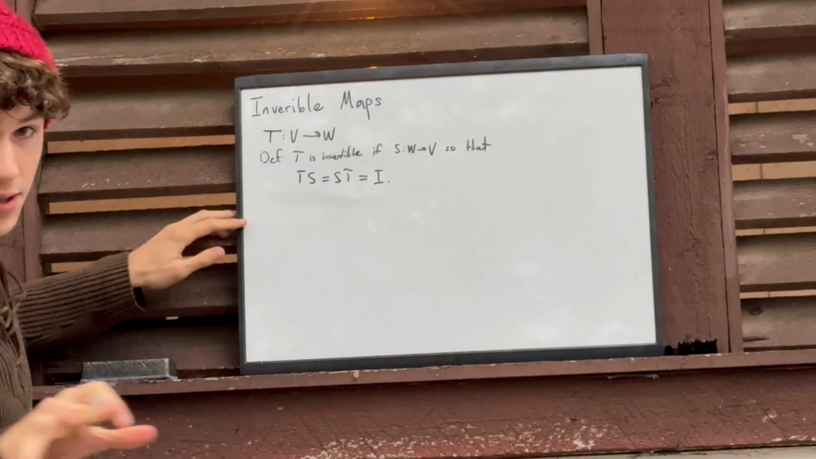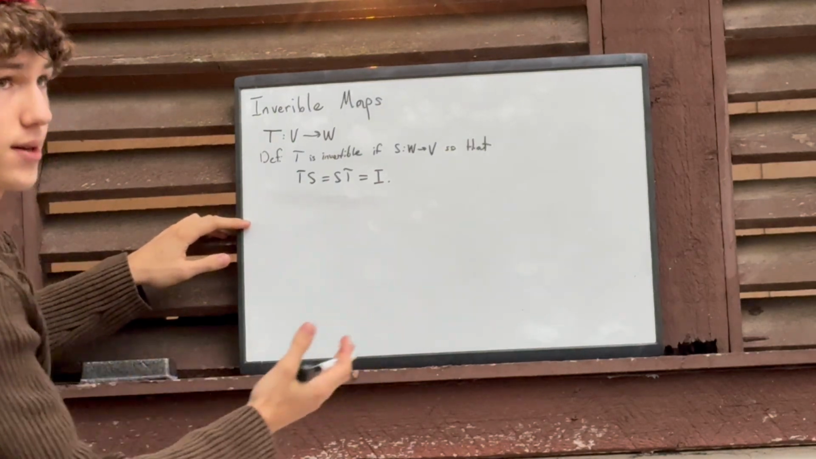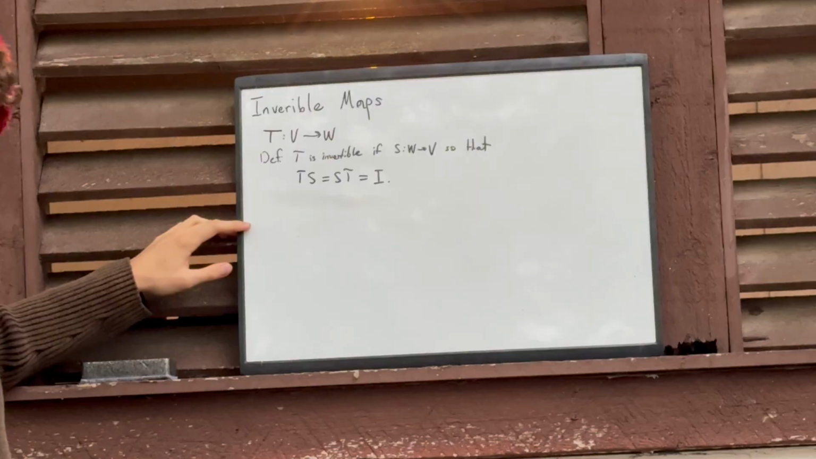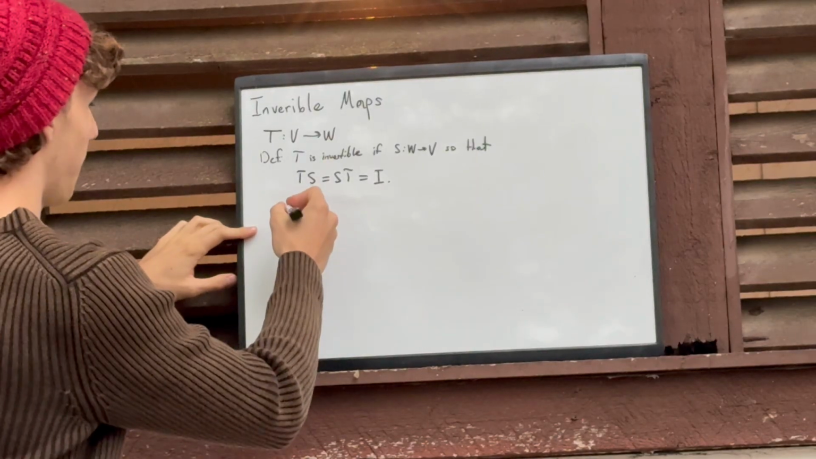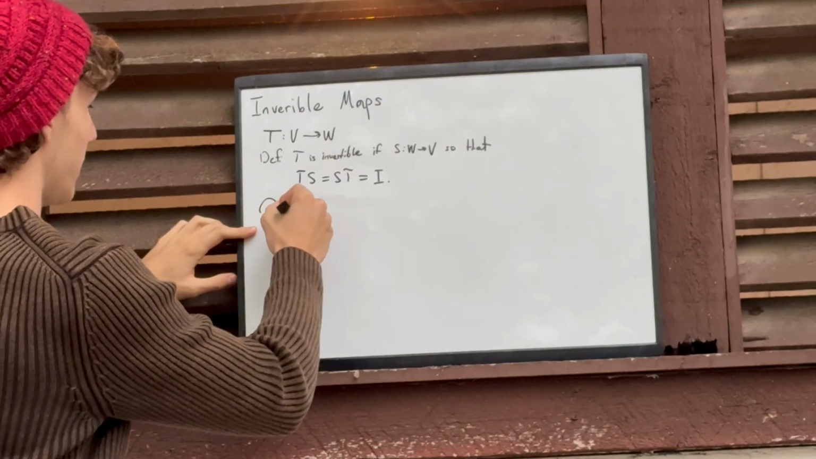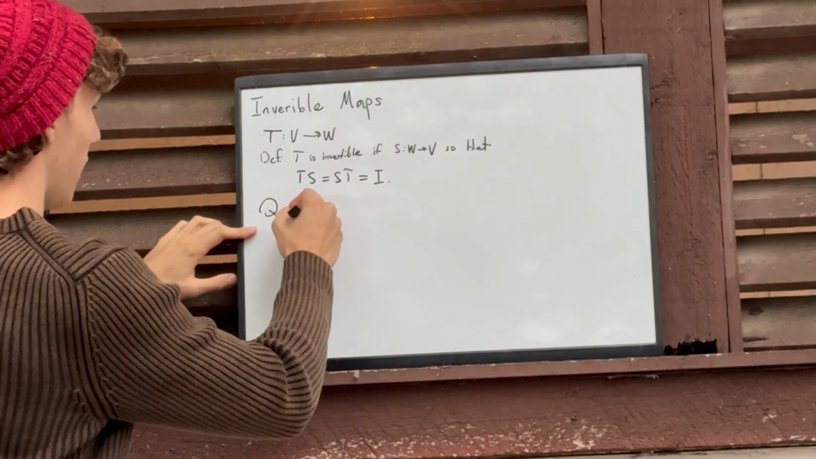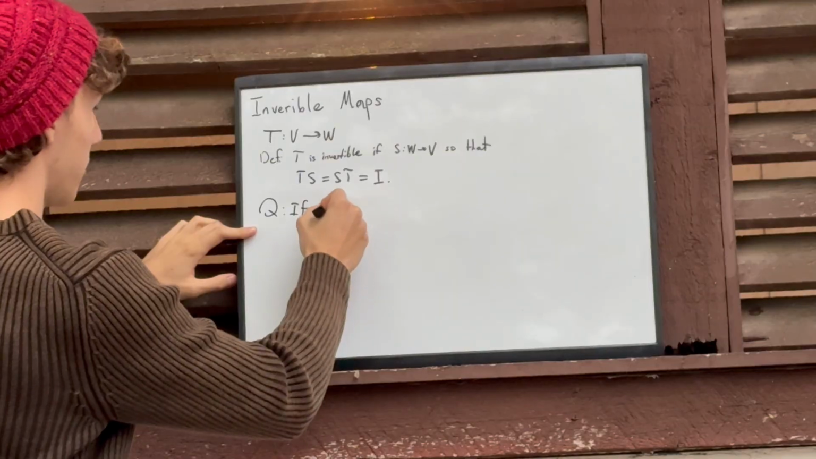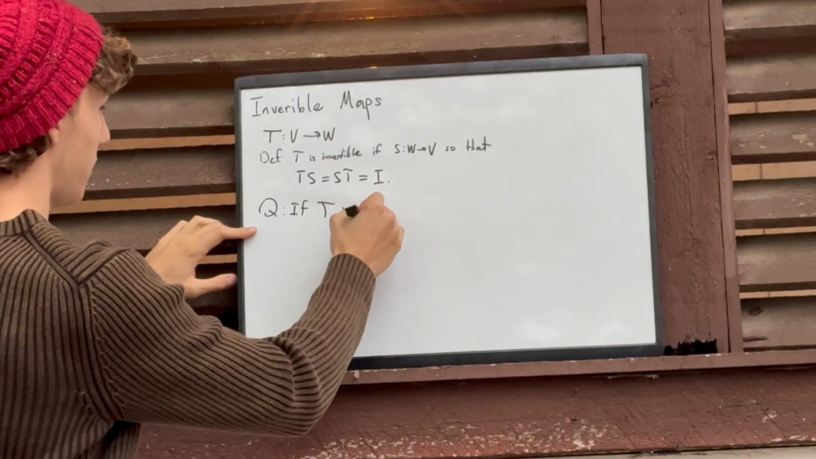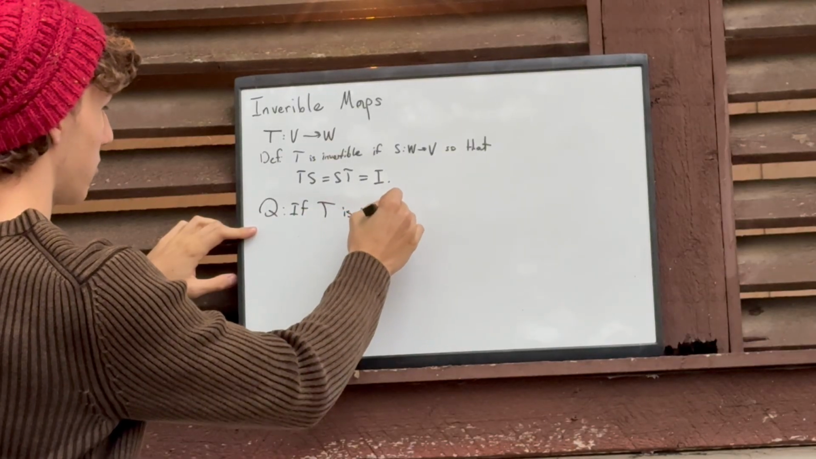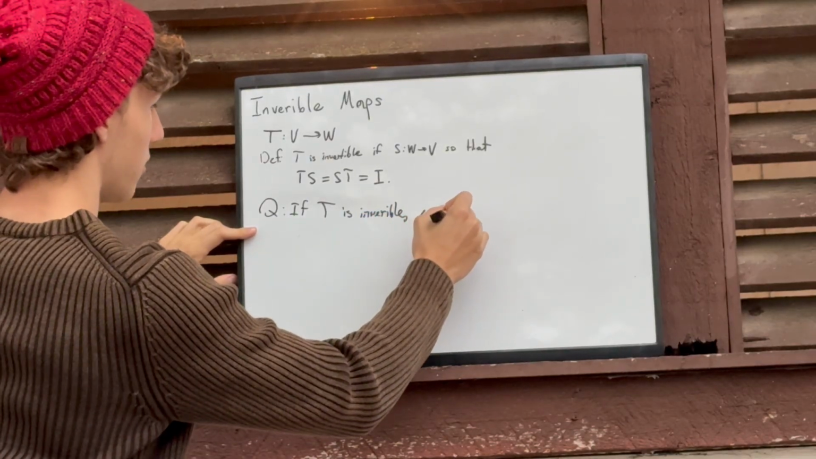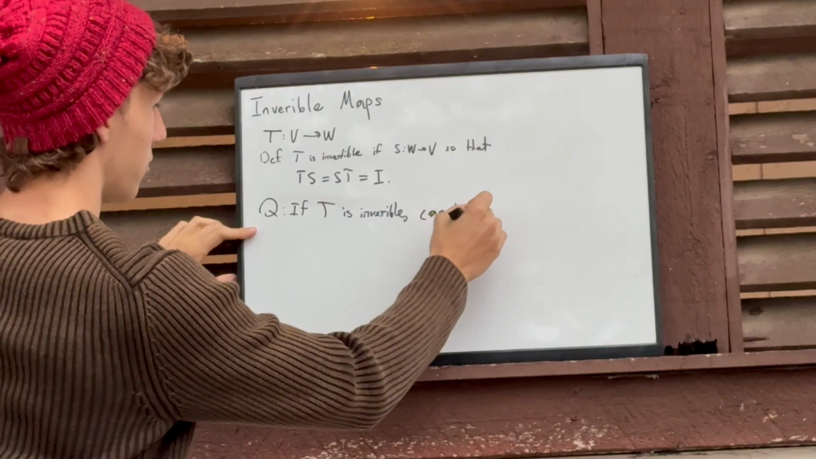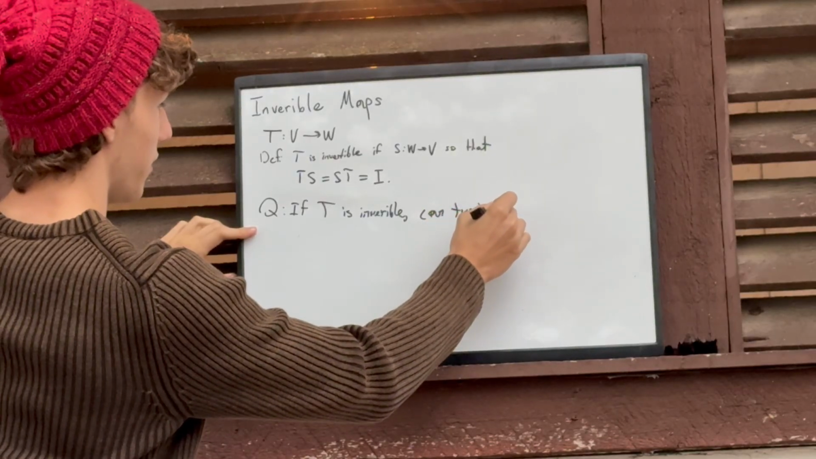So now I'm going to prove the first really simple result, which I just covered. Can we have multiple inverses? That's the question. So the question is, if T is invertible, can two inverses or more than one inverse exist?